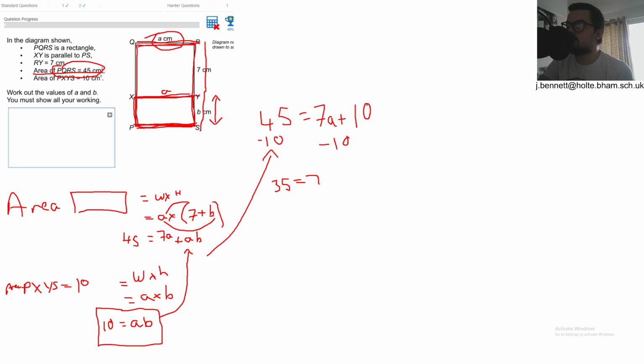35 equals 7A. And now we just solve for A. Divide both sides by 7, and then A equals 5. And now we can just use our value of A to solve for B.